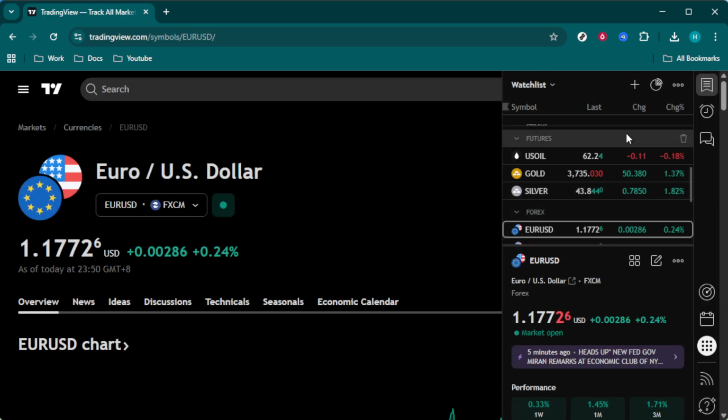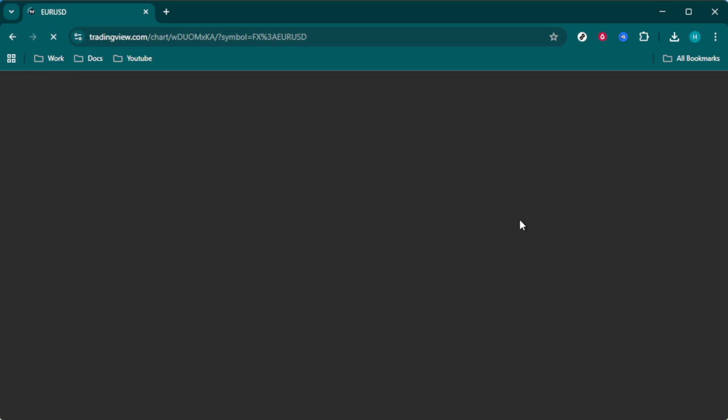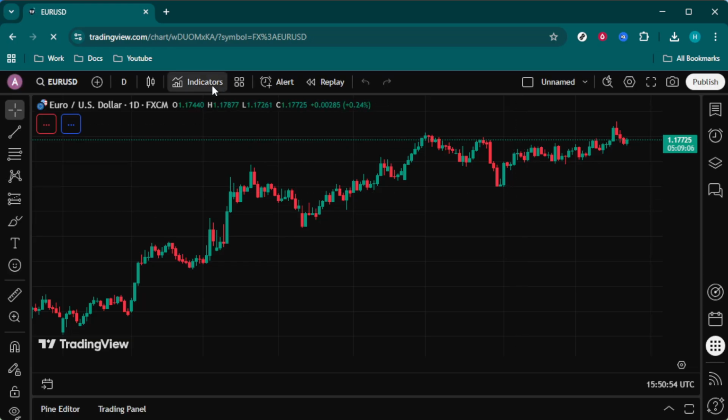Another handy feature is the replay function. This allows you to simulate past market conditions and practice your trading skills without live pressure. It's an excellent way to hone your strategy.